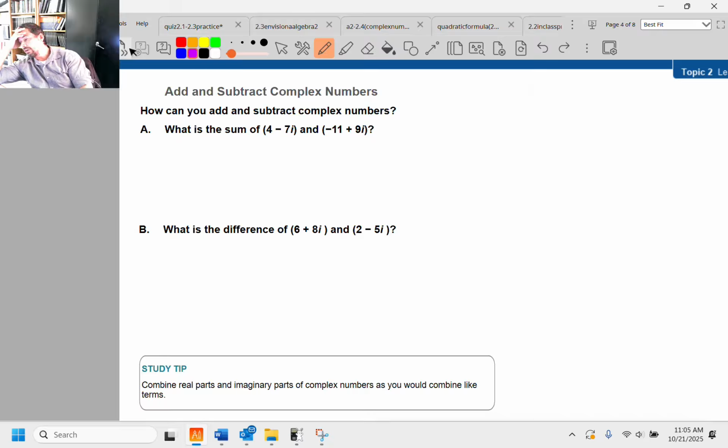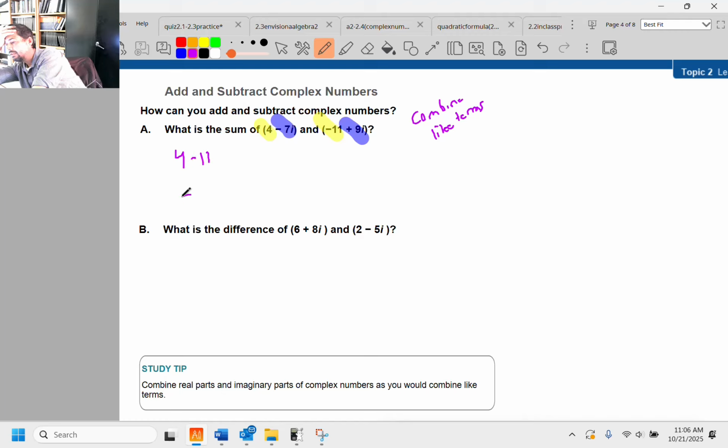All right, adding and subtracting complex numbers. This is easy as combining like terms. Which, I've got some juniors this year that can't combine like terms. They think x and x squared are the same. So I'm just going to highlight the like terms here. I'm going to have to put them together. I've got to figure out what 4 minus 11 is. Well, that's negative 7. And then I've got to add to it the result of negative 7i plus 9i. Well, that's going to be 2i.